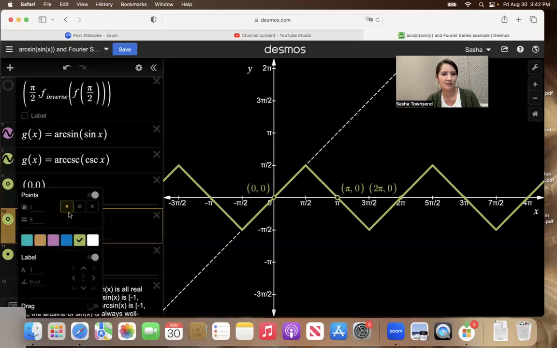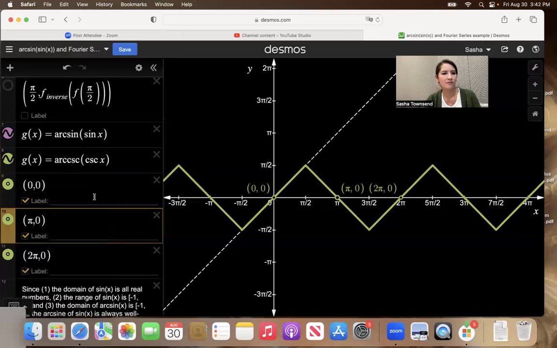So we can see that these graphs are very similar, arc sine of sine of x and arc cosecant of sine of x, but the arc cosecant is undefined whenever that denominator is 0. We don't have to worry about a denominator being 0 with the arc sine of the sine of x because the sine of x is well defined for all real numbers, and it always returns values between -1 and 1, and the arc sine is always well defined between -1 and 1.